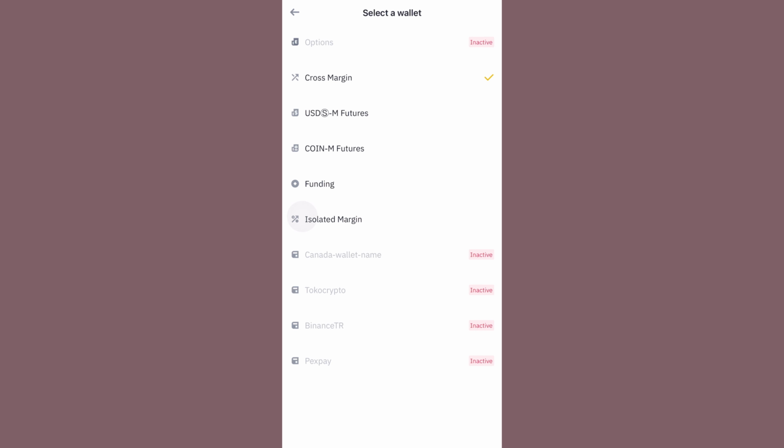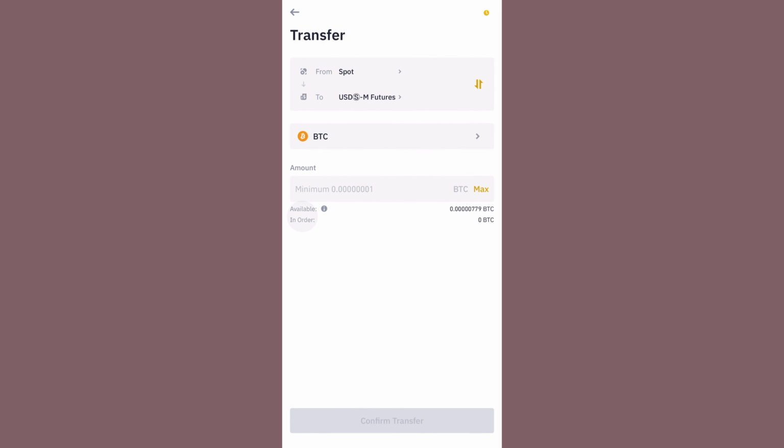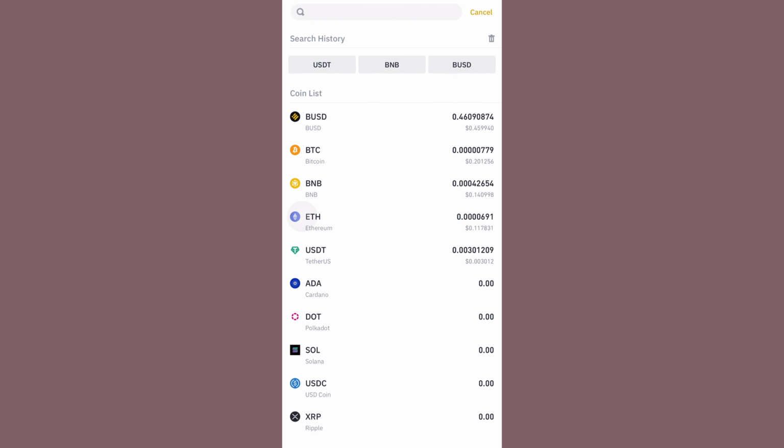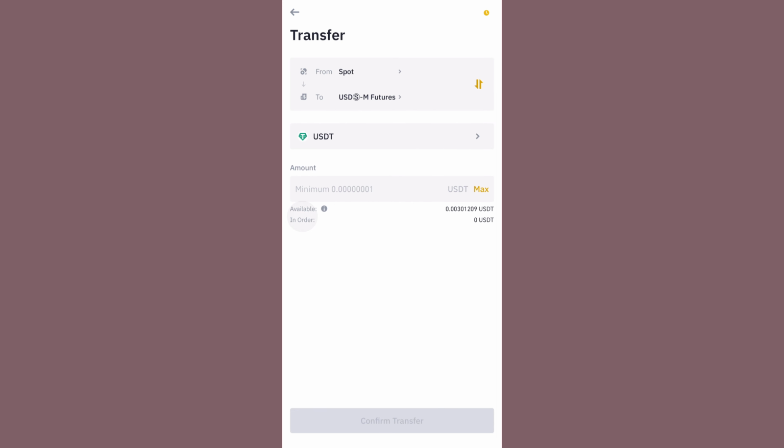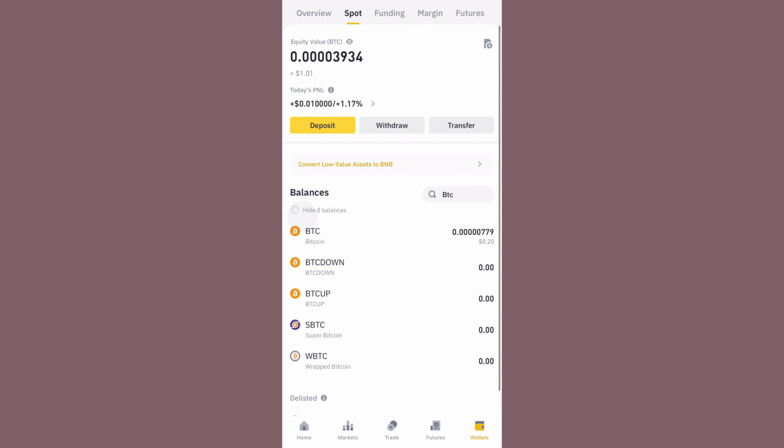But since you are going to be trading other coins against USD, we are going to move the assets to the USD-M futures. Okay, so from spot to USD-M futures, then you would select the asset, which is USDT, and you would move the balance into your futures wallet. Now I am just showing us all of this so we get a clear picture of how it works.